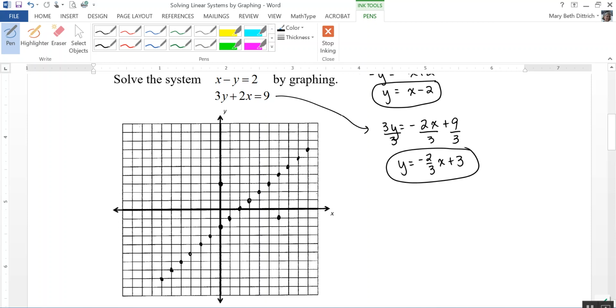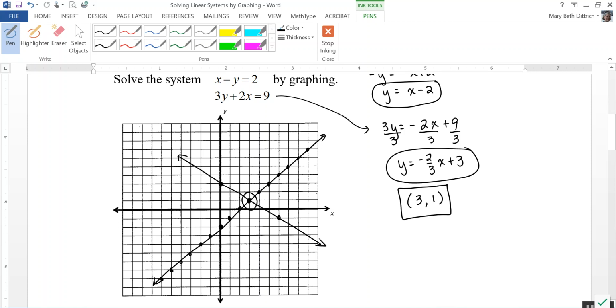And now I can draw these two lines because I've found the point where they intersect each other. And this line here. And the point where they intersect is this right here, and that's the ordered pair 3, 1, and that is my solution. If I wanted to check that that was correct, I would plug 3 in for x and 1 in for y into both of these equations.